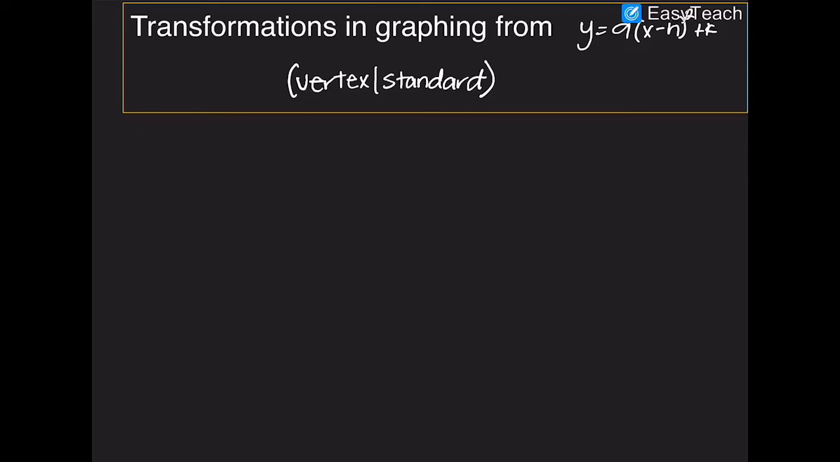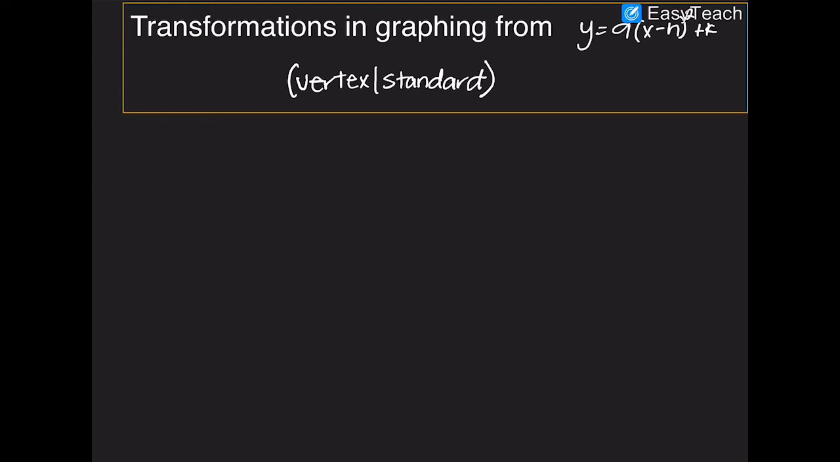In this video, we are going to be doing transformations and graphing from y equals a(x minus h) squared plus k, which is called our standard form or the vertex form. So we have the standard form, vertex form, and we also have the general form, and we're going to get into that in later videos. But in this video, we want to talk about the vertex form, and we are transforming graphs.